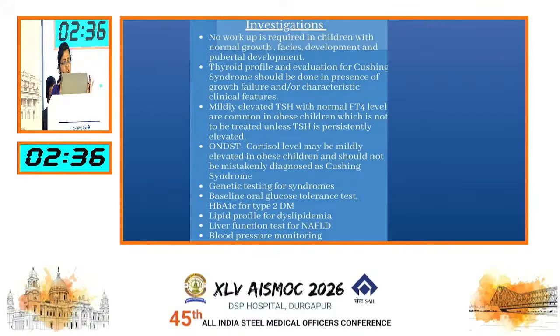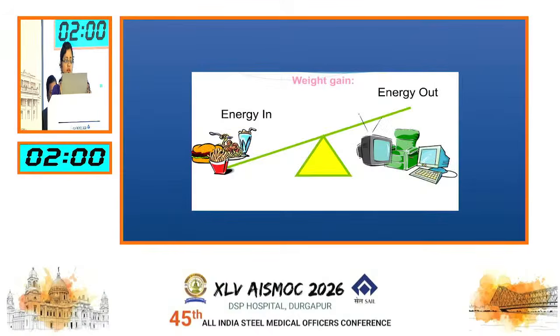Investigations: first and foremost, no workup is required if the child has normal growth, normal face, normal development and normal pubertal development. In fact, in obesity, pubertal development is accelerated in girls while it is delayed in obese boys. Because they will have mildly elevated TSH and mildly elevated cortisol, there is no need to work up. But if we suspect pathological causes, an extensive workup with thyroid profile, cortisol levels and genetic testing needs to be done. And for complications, HbA1c, lipid profile, liver function test and blood pressure also need to be monitored.